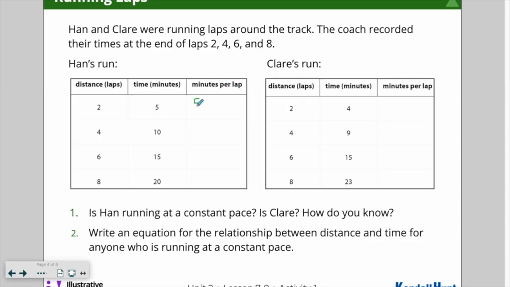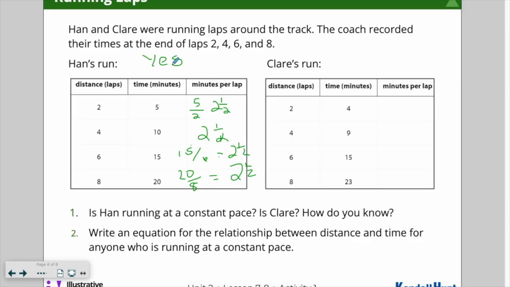So if we do 5 divided by 2, we get 2.5. 25 divided by 10 is 2.5. 15 divided by 6 gives us 2.5. And 20 divided by 8 gives us 2.5. So yes, Han is running at a constant pace. He's got the same number of minutes per lap.